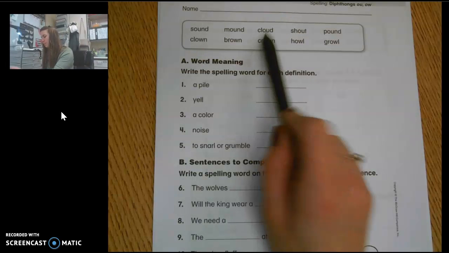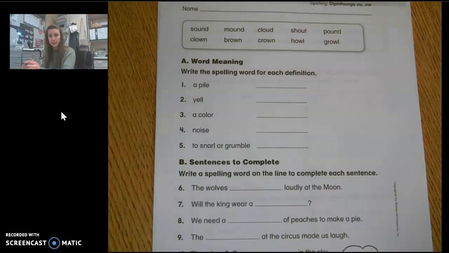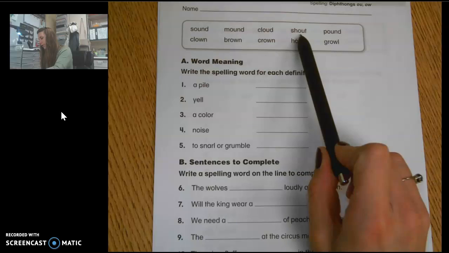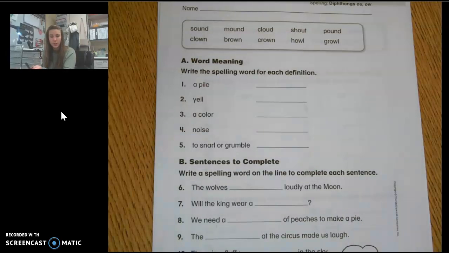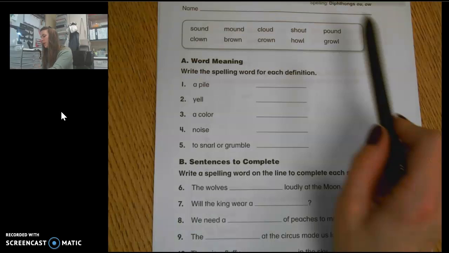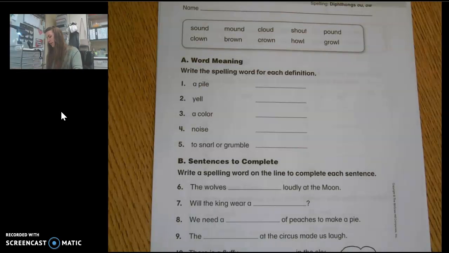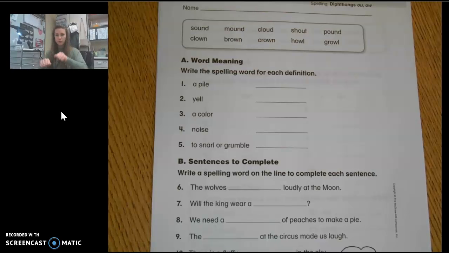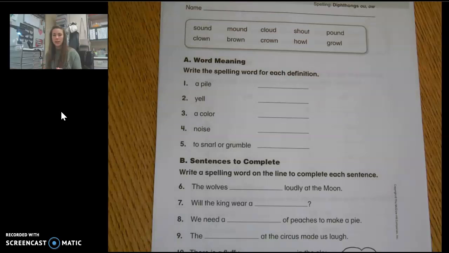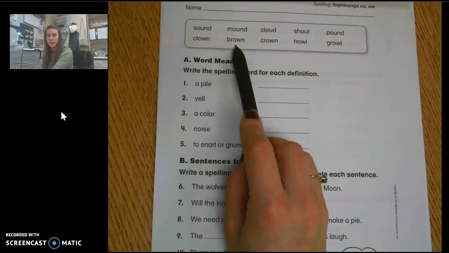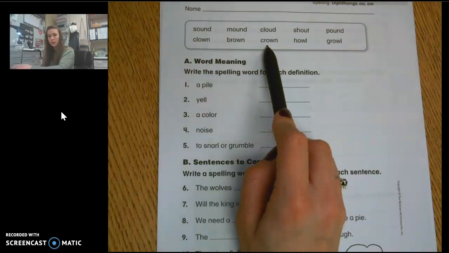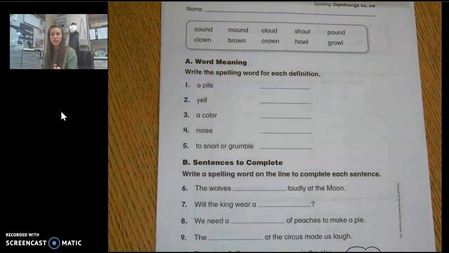We have cloud, like the clouds we see in the sky. We have shout, which means that you're going to yell something. You're going to shout at someone or to someone, trying to get their attention. You're going to yell. You have pound. That means like you could pound the dough, and that means you're going to pound it down, right? You have clown, like something you might see in a circus with the hair and the makeup. Brown, that's the color brown. Crown, what you might wear on your head if you're a king or a queen, or if it's your birthday and you wear a birthday crown.